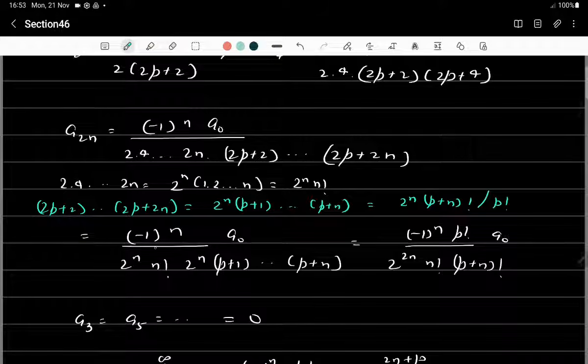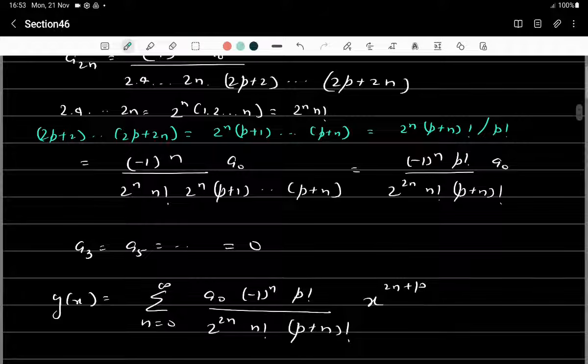So a_2n becomes (minus 1) raised to the power n a naught, 2 raised to the power n, n factorial, 2 raised to the power n, and then (p+n) factorial, and p factorial goes in the numerator. So this is my one solution about x is equal to 0.